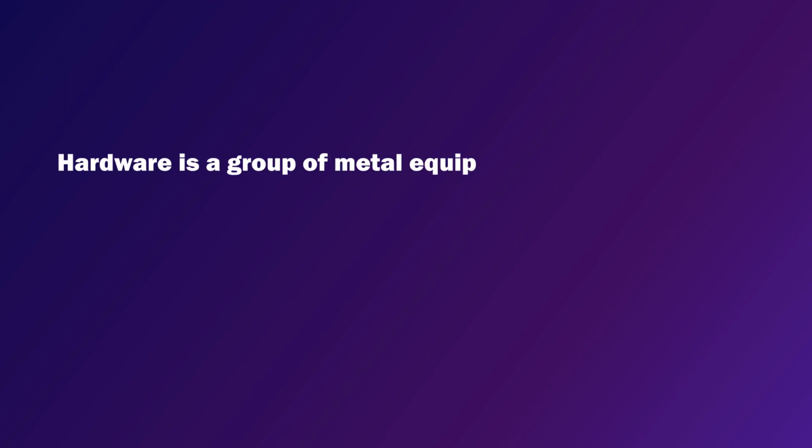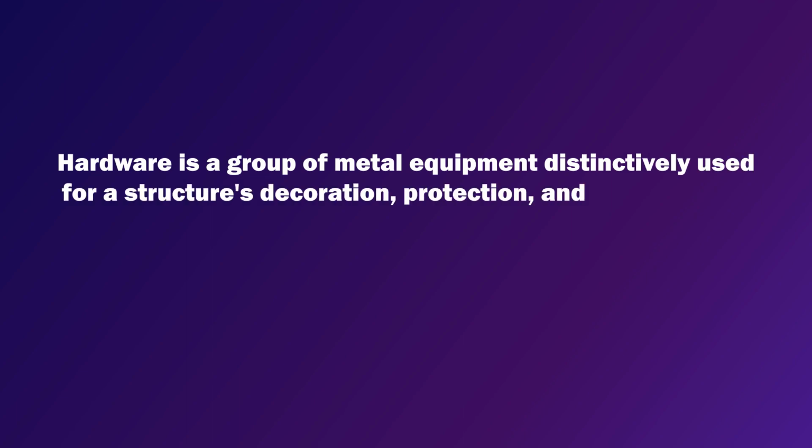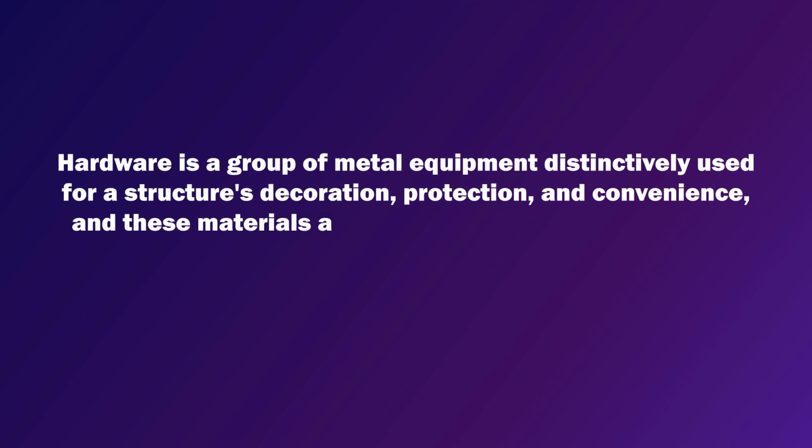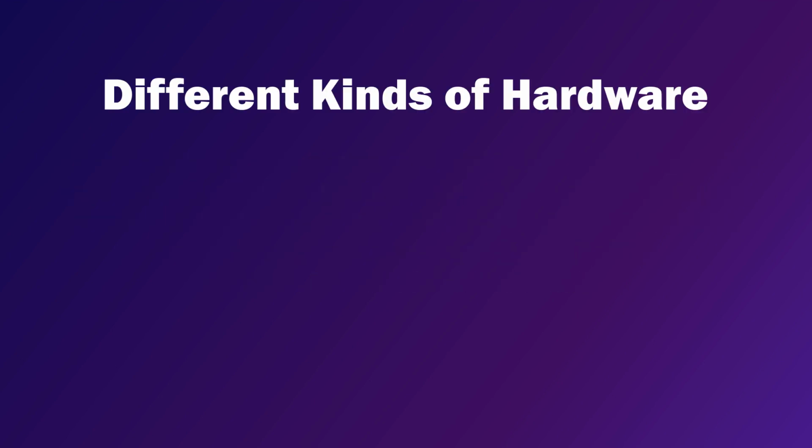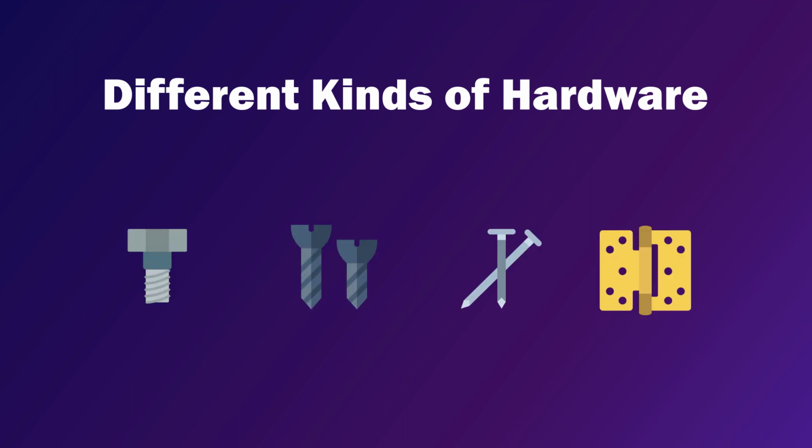Let's talk about hardware this time. As mentioned before, hardware is a group of metal equipment distinctively used for structures' decoration, protection, and convenience, and these materials are needed not only for decoration but also to strengthen and bind materials together in order for it to be safer. There are different kinds of hardware, such as bolt, screw, nail, and hinges.